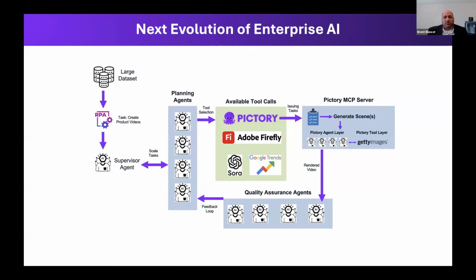And then when I'm happy with the video, it goes to a rendered video and I hand it off to quality assurance agents. Could be human in the loop if you want instead, but we can also use AI to provide a feedback loop to those planning agents to say, I didn't quite like this phrasing, please change this phrasing and recreate the video again.